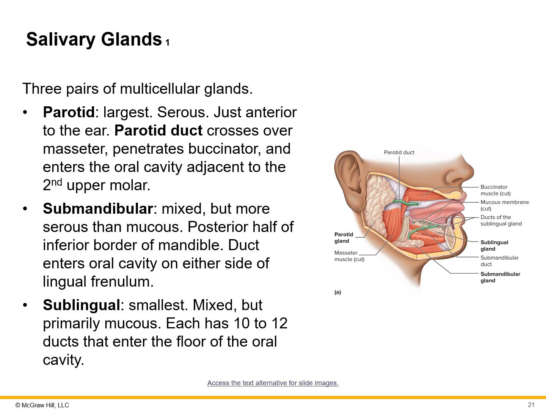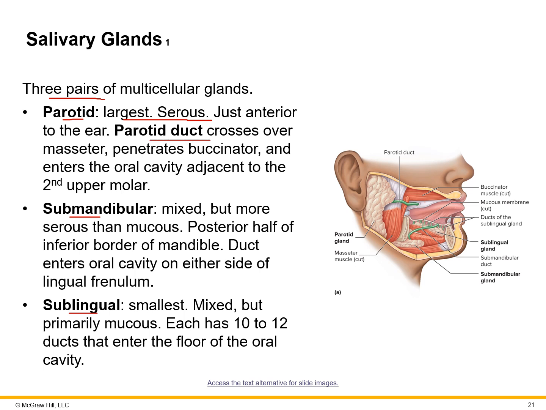Now, the salivary glands, there are 3 pairs of these glands. So we have the parotid, the submandibular, and the sublingual glands. These are the 3 main pairs. There are other glands as well. The parotid are the largest. So this is composed of those serous cells. They're just behind the ear, just anterior to the ear.